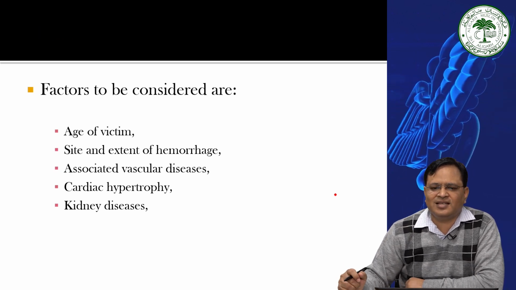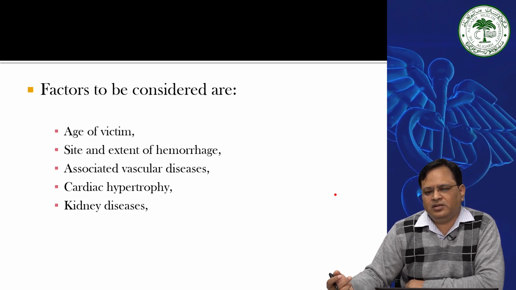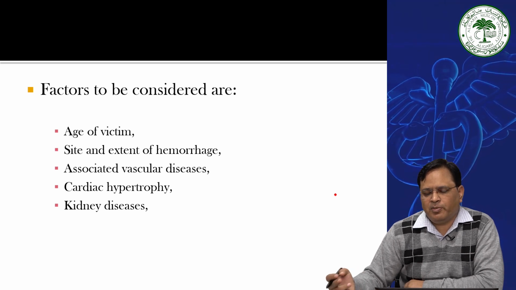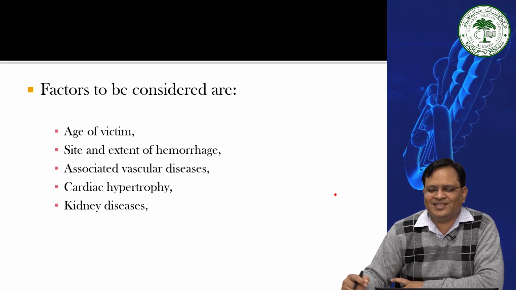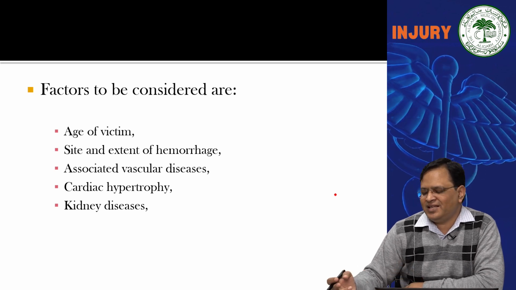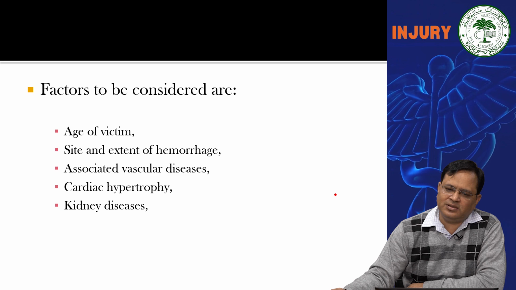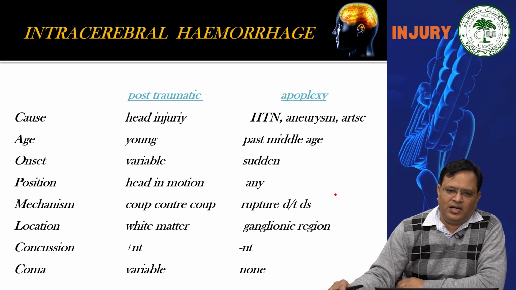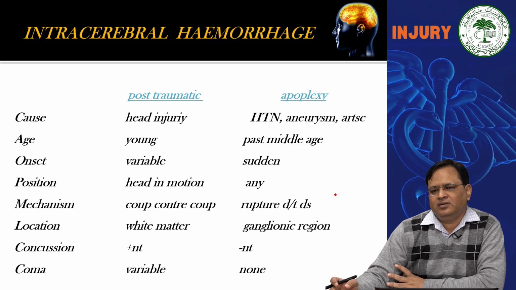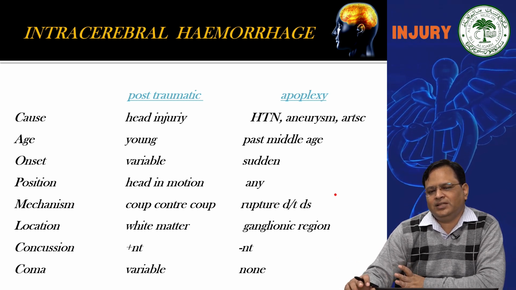Factors to be considered are age of the victim, site and extent of hemorrhage, associated vascular diseases, cardiac hypertrophy, kidney diseases. These all can contribute in either way to increase the bleeding or the chances of hemorrhage in the brain. Intracerebral hemorrhages can be spontaneous or can be due to injury.